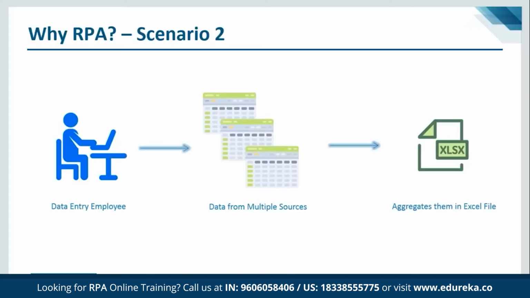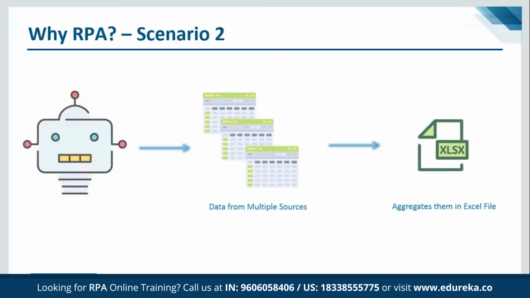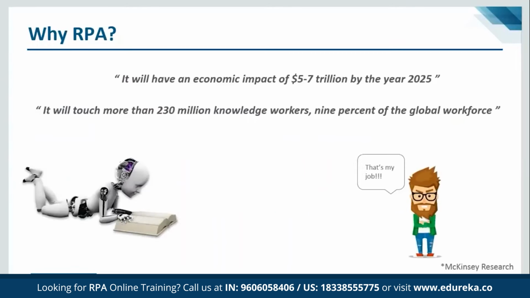What if we can tell our computer to do those same tasks and get the same job done? We would then be automating the task by making use of a robot or a machine or an RPA tool. And now our tasks become faster, more robust, more accurate, etc. So in some situations automation becomes a boon, and in some situations it could actually be a threat to your job. Let me give you some facts. According to McKinsey, by the year 2025 there will be an impact of $5 to $7 trillion.